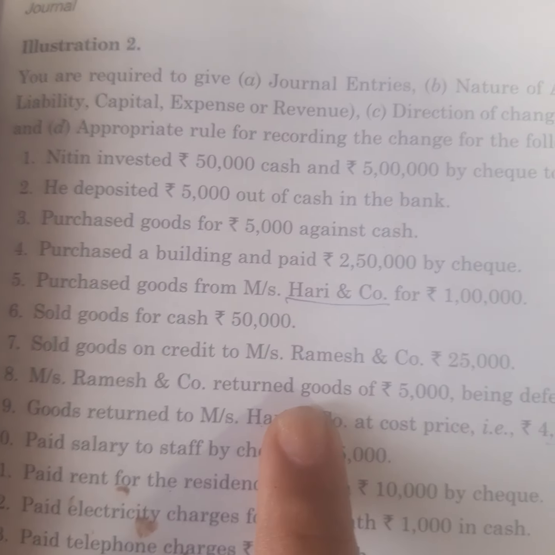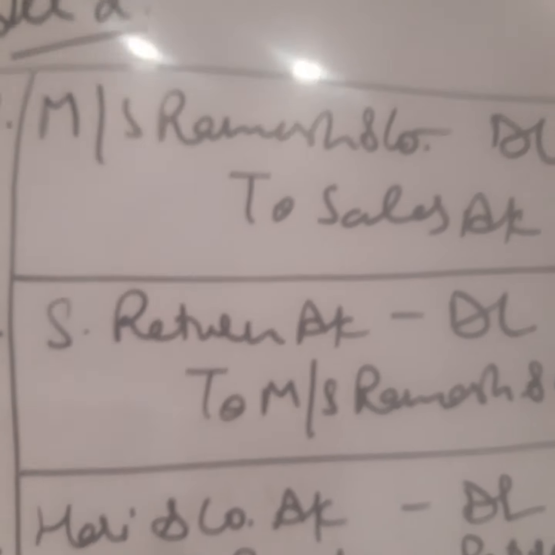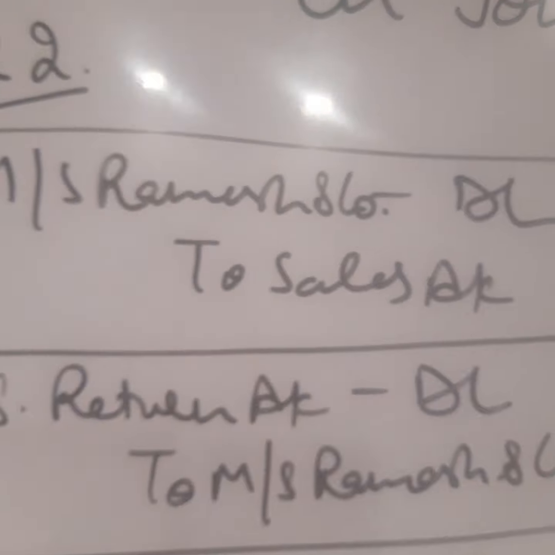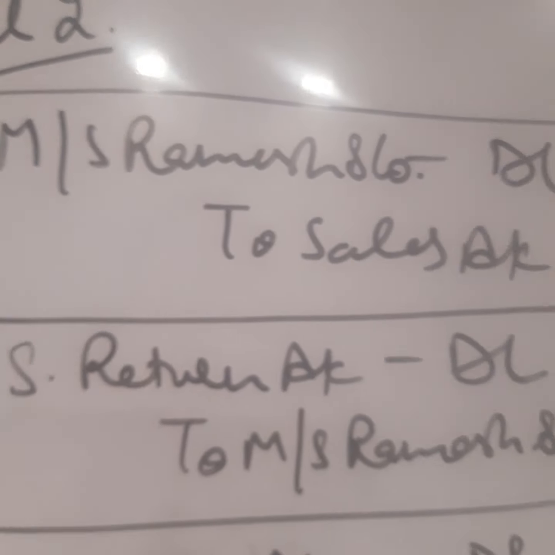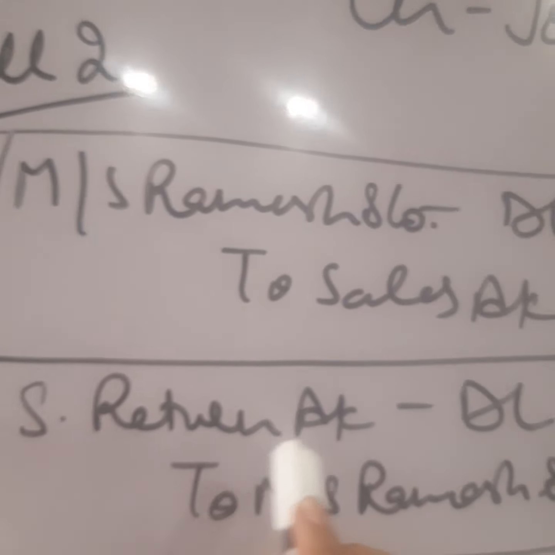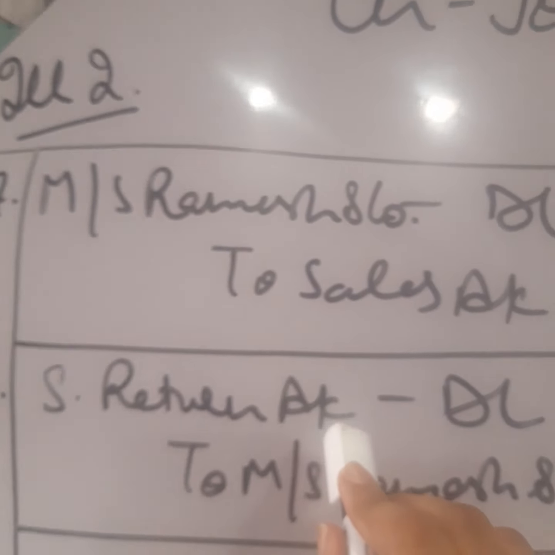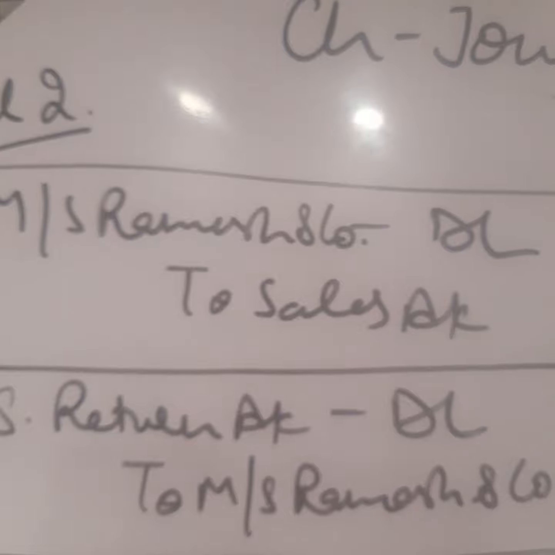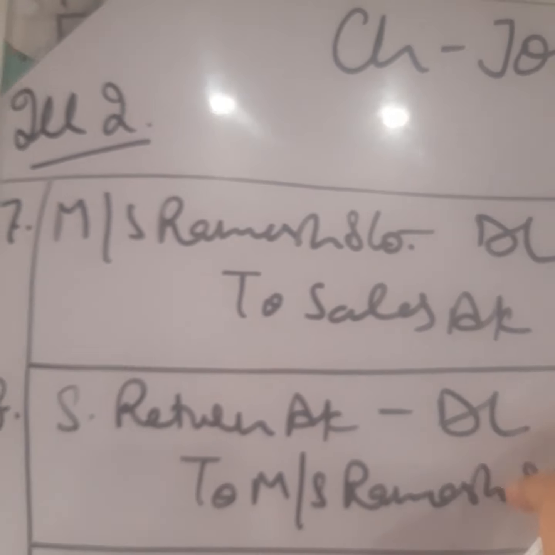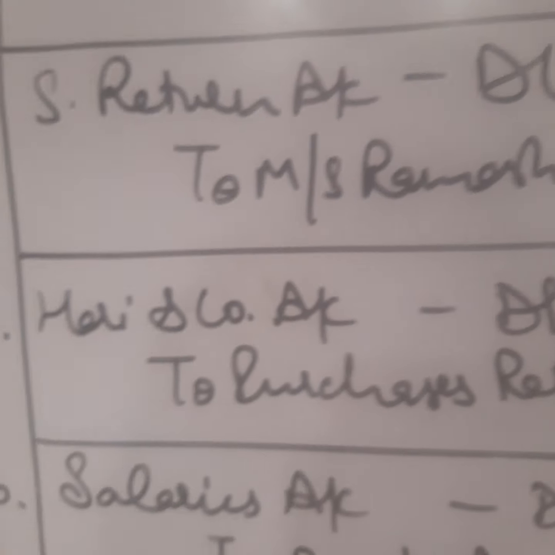Then the next point is: Messrs. Ramesh and Company returned goods for 5,000 being defective. So whenever we are making sales, it can come back in the form of sales return. So the goods were defective, Ramesh returned it back to us. So the sales return account will be debited to Messrs. Ramesh and Company. Sales return, it's coming into our business, again becoming our asset, so it will be debited. Or you can say our income is reducing, so it is debited. So it will be debited with rupees 5,000.